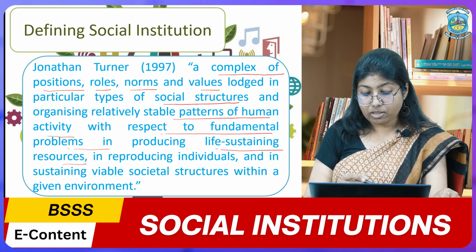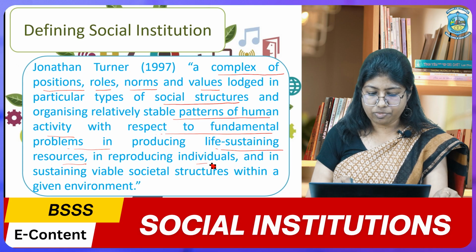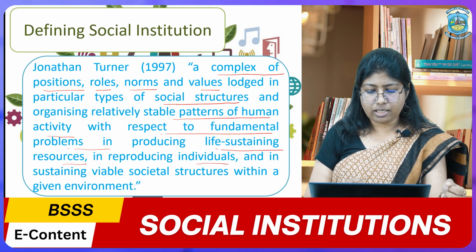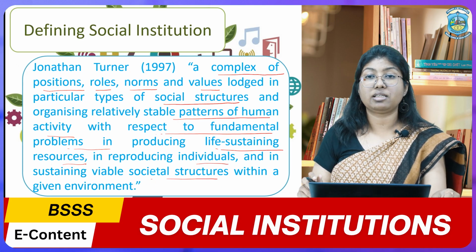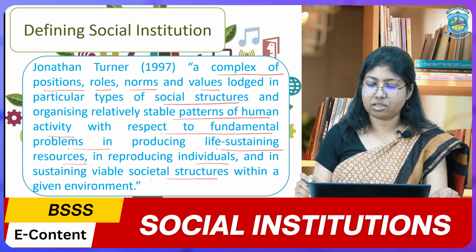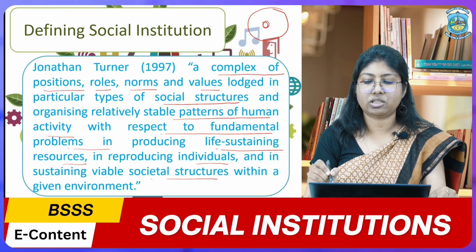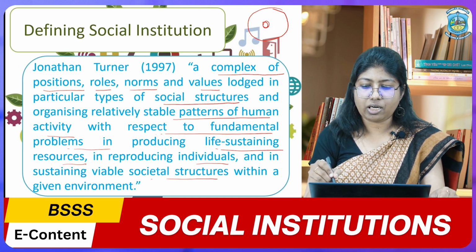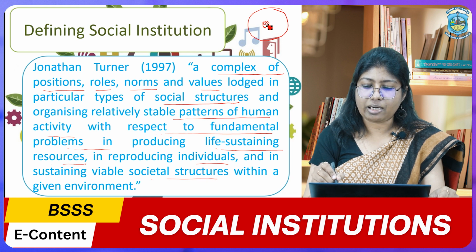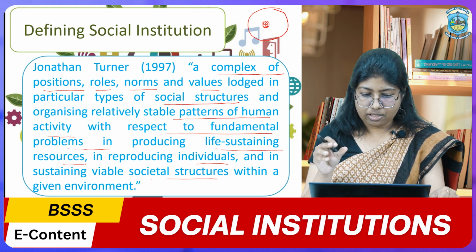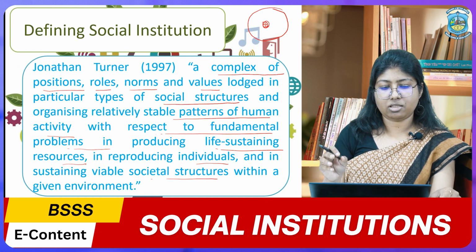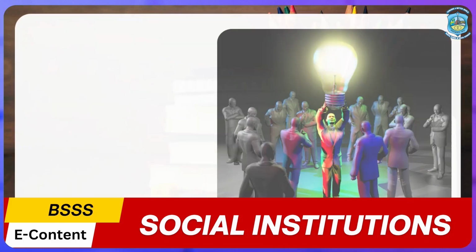Further, what it is going to result in is the reproduction of individuals and the sustenance of viable societal structures within the given environment. So what is the environment of a given social institution? Within that, the institution has to sustain. Within the social environment, within the economic environment, within the political environment, the family has to sustain. And that is what a social institution is, according to Jonathan Turner.